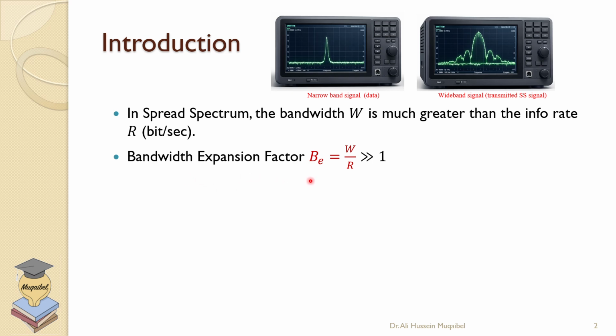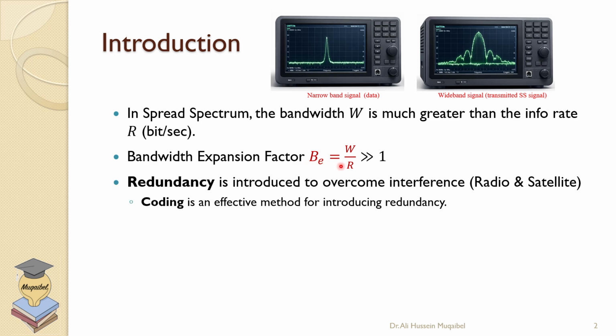If this was passband communication, then the symbol rate and W would be the same and we get 1. But because we are doing spread spectrum, W over R will be expanded. And the measure of how much is W over R is called B, or the bandwidth expansion factor.